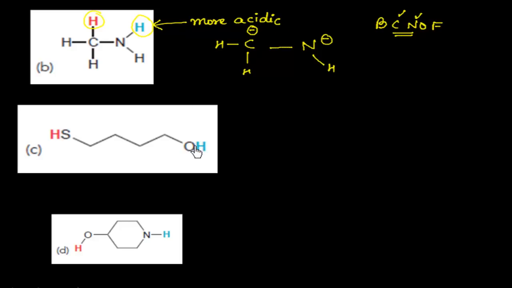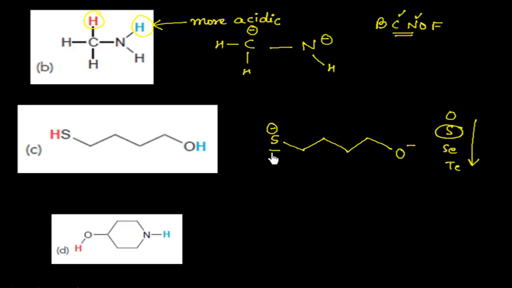Now let us say here, if I try to make the negative charge, in one case I will have the negative charge on sulfur, in another case I will have the negative charge on oxygen. Now they belong to the same group, because oxygen, sulfur, selenium, tellurium. So in a group, the size matters. Sulfur is bigger in size, so this is more stabilized. So this means the hydrogen attached to sulfur is more acidic. So this hydrogen is more acidic.